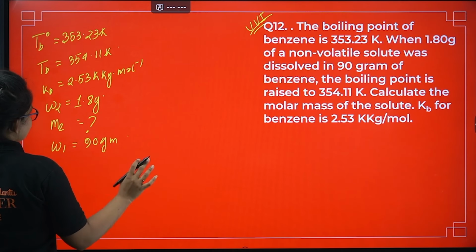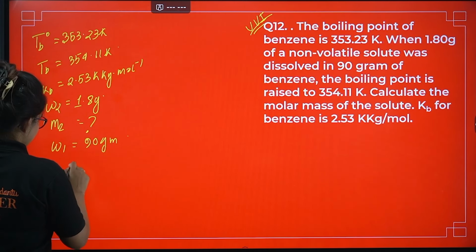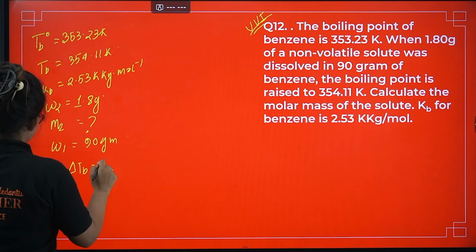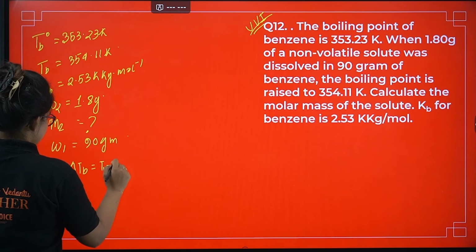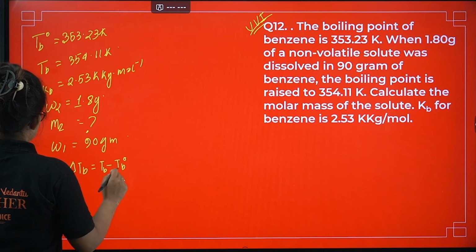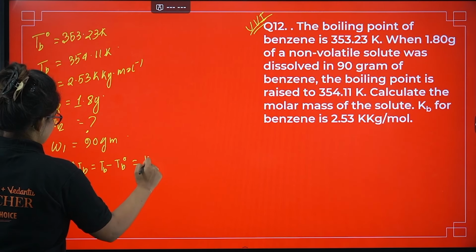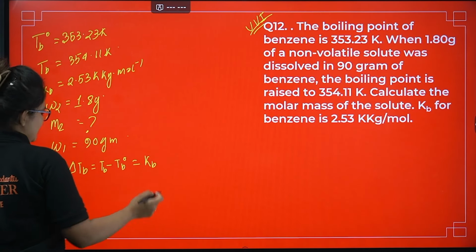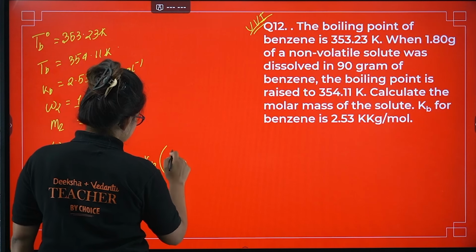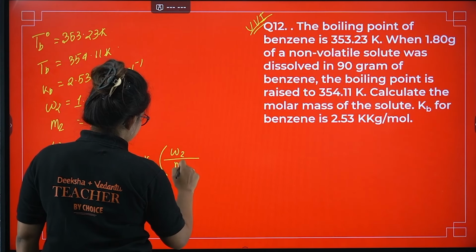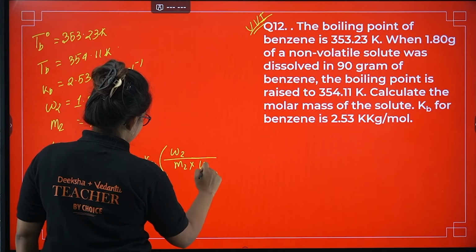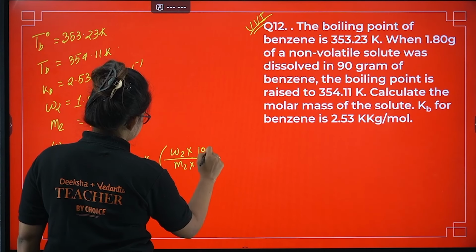Yes, I guess we have everything. Okay, let's put it into the formula. So delta Tb is going to be Tb minus Tb naught, right? That's going to be equal to Kb into m. Molality m we can write as W2 by M2 into W1, into 1000.